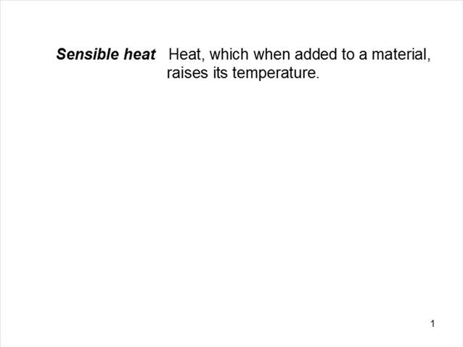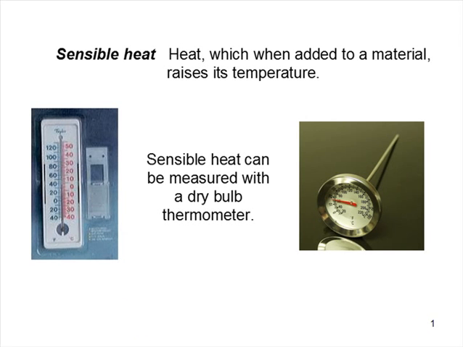You read sensible heat right on a thermometer, any dry bulb thermometer. Sensible heat can be measured with a dry bulb thermometer. All it is, is an indication of intensity, heat's intensity. All right? Here's a meat thermometer. It reads dry bulb. Here's an outdoor thermometer you probably have in your house. It reads outdoor temperature, dry bulb.